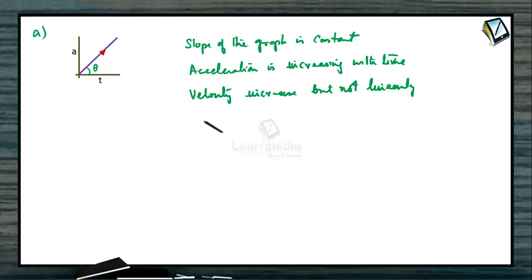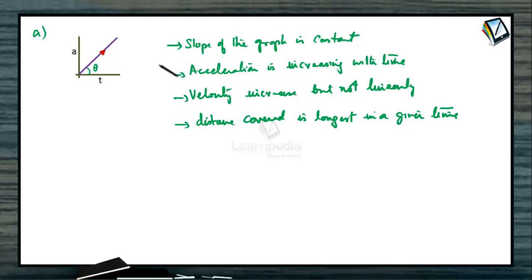Distance covered is longest because it's an ever increasing graph. Distance covered is longest in a given time. So the displacement time graph is not parabolic. It will go on increasing. Distance covered will go on increasing, becoming more and more. These are the points we concluded.